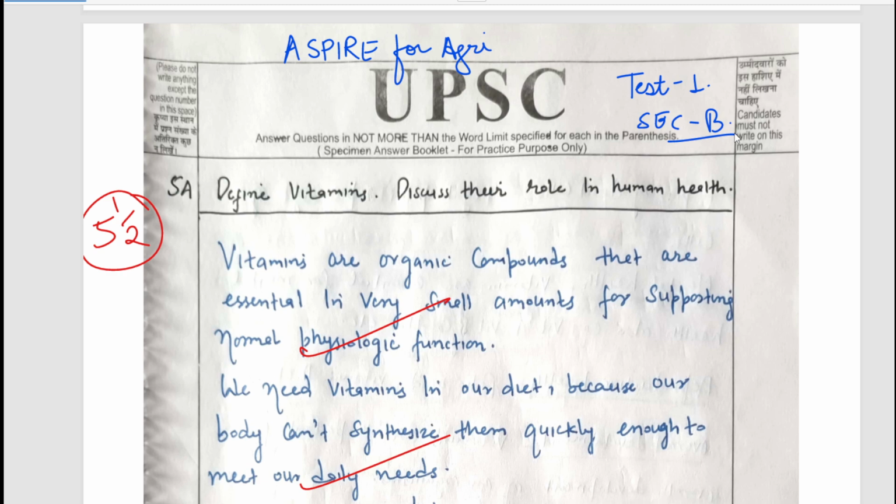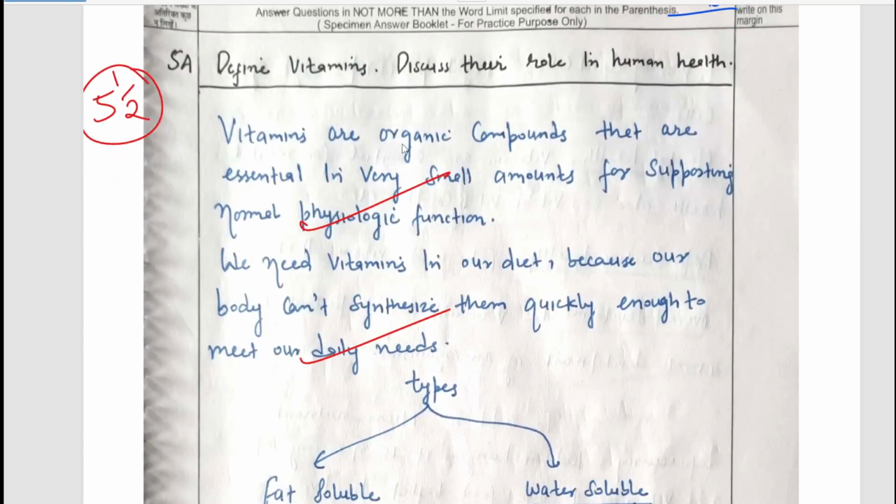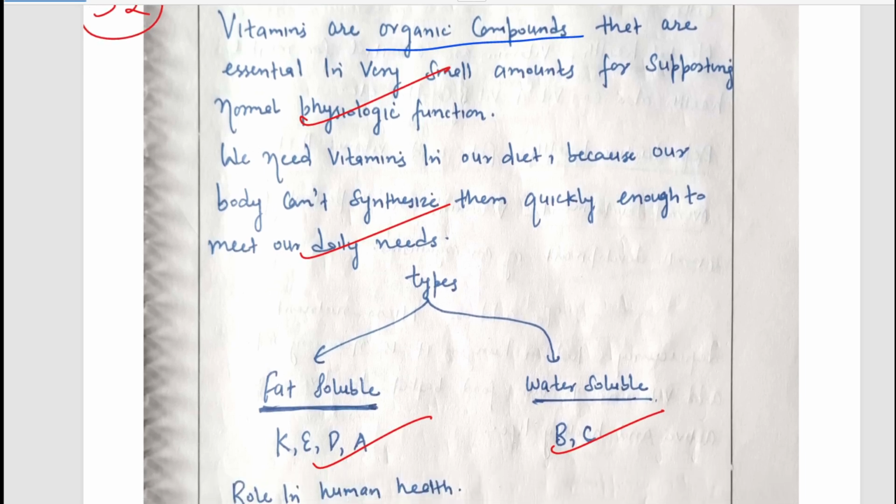The first question, which was a compulsory question the student approached, was: define vitamins and discuss their roles in human health. We all know that vitamins are organic compounds that are essential in small amounts for supporting normal physiological functions. Fairly explained what vitamins are, and this is very good. Types have been mentioned, fat soluble and water soluble. B and C are water soluble, and A, D, E, and K are fat soluble.